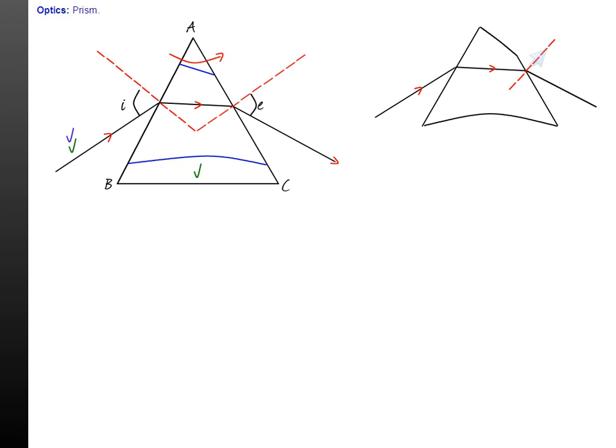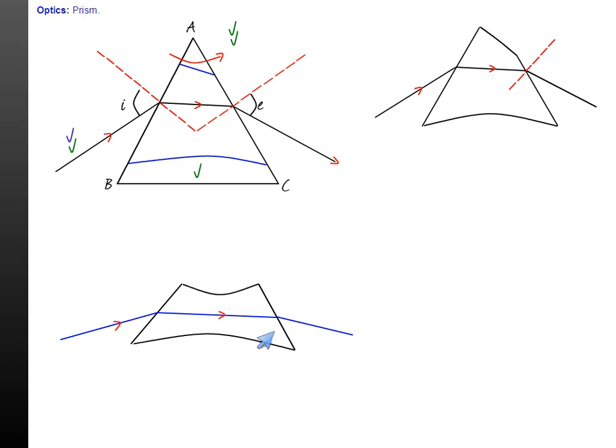So, it's not as if the prism should be of this shape only. Suppose you have been given a piece of glass like this. This can also be treated as a prism. For this ray, we can treat this piece of glass as a prism.